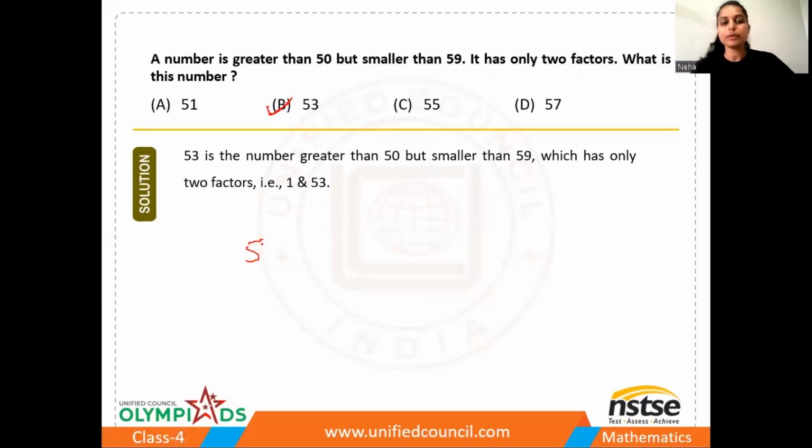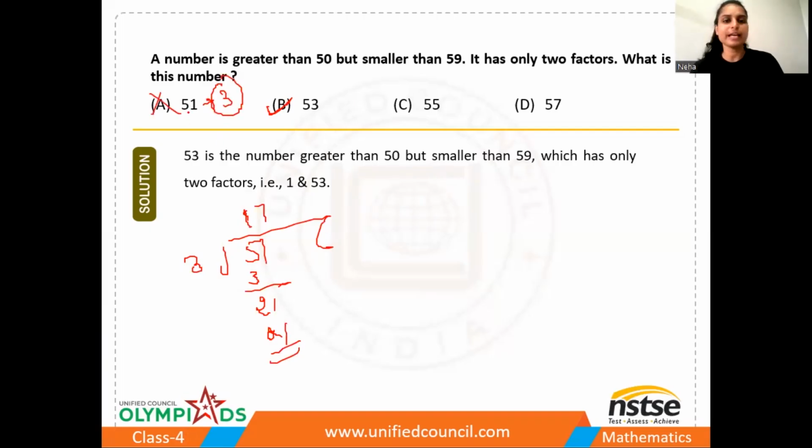Now what about 51, my dear students? If I divide 51 by 3, 3 ones are 3, the remainder is 2, and then 1, and then 3 sevens are 21. So yes, 3 is a factor of 51. So it has factors other than 1 and itself, and it cannot be your answer. Similarly, 57 is again divisible by 3, so this cannot be your answer. Only 53 is the number which is not divisible by any number except 1 and the number itself. So yes, this is your answer, option A.